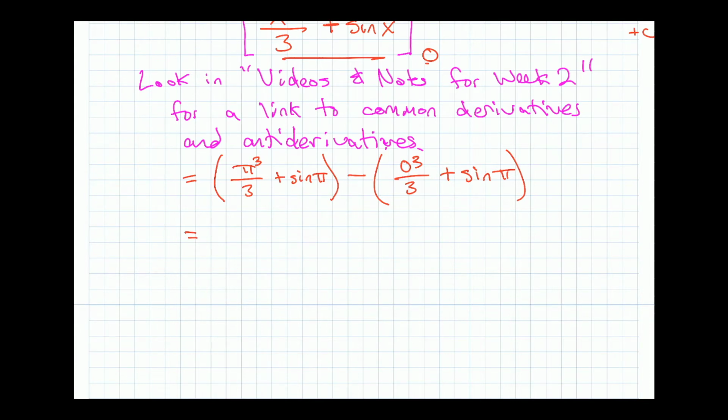So typically on the homework, you have to give an exact answer. So you don't punch this into a calculator or anything like that. We just need to evaluate this by hand. So pi cubed over 3 is just pi cubed over 3. Sine pi, well, that's 0. Then minus 0 cubed over 3, that's 0. And then minus sine pi. Sine pi is 0.